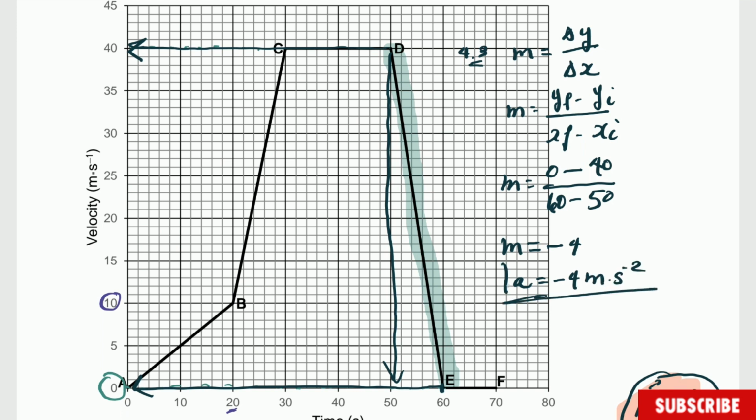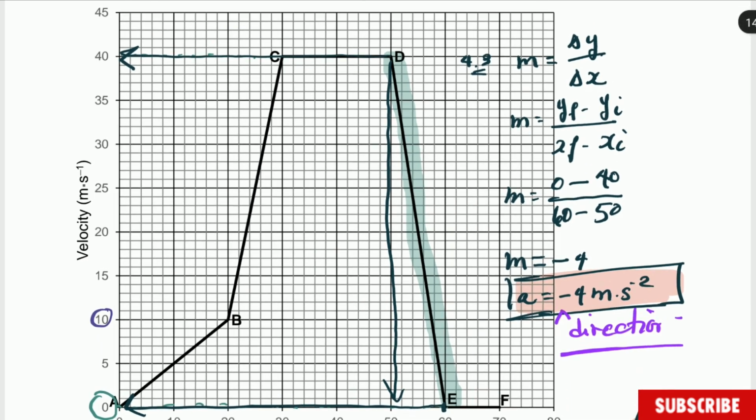What does the minus mean? This minus means direction. This is the answer to the question. Just want to point out that the minus means direction. So we can leave it there with a minus because they ask to calculate the acceleration, and acceleration is a vector quantity. So that is the answer here.